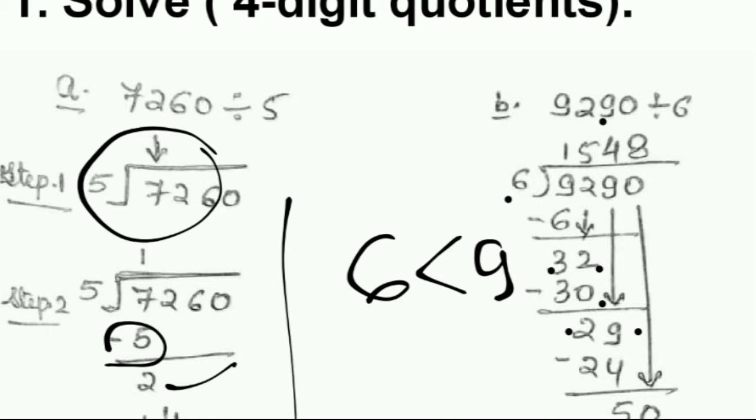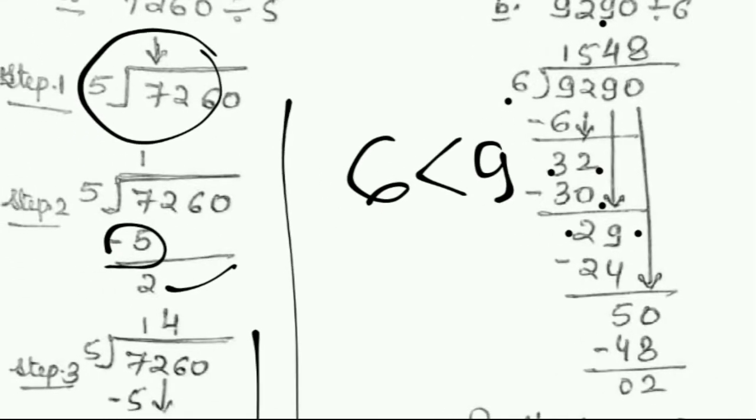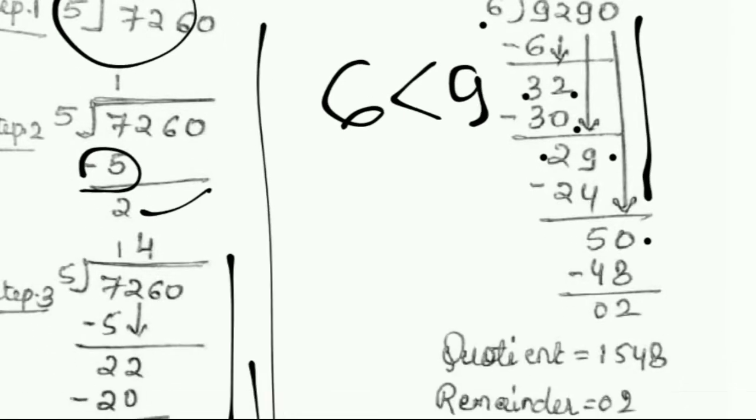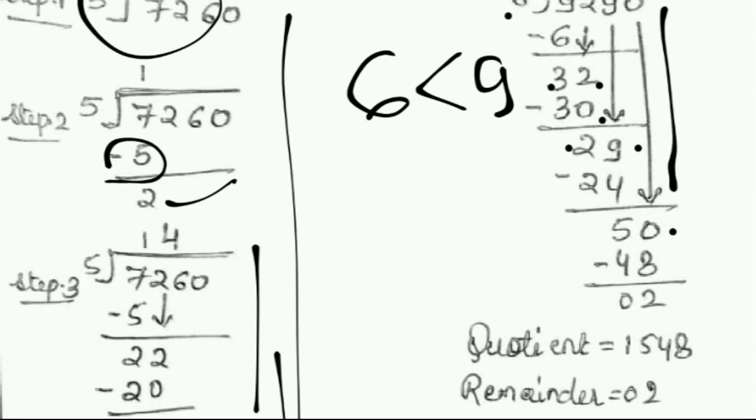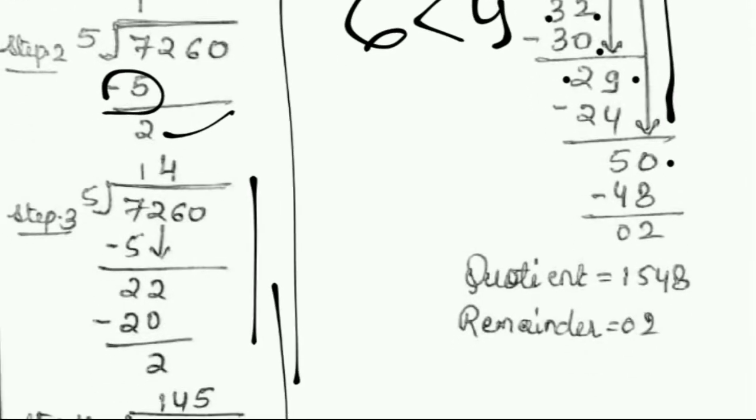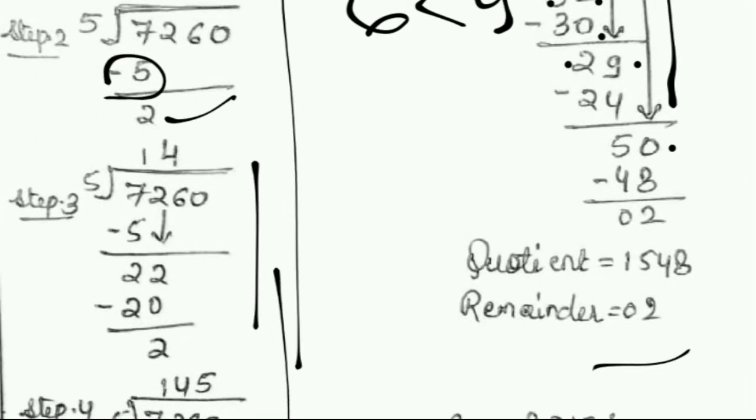Then again this 9 is in the place of 1000. So now 6 4s are 24. Clear? So in this one the remainder is 5. Now we will take the ones place. So 6 8s are 48. Remainder is 2. So the quotient is 1548 and the remainder is 2.